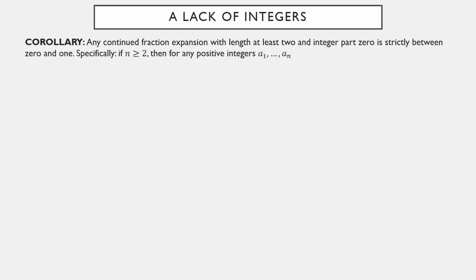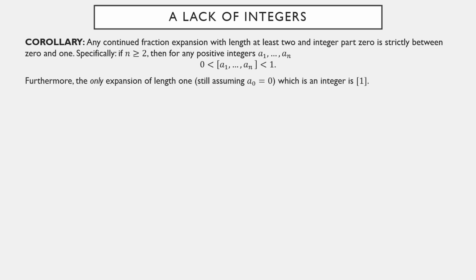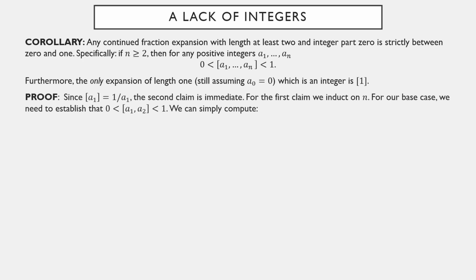Continuing, any continued fraction expansion with length at least 2 and integer part 0 is strictly in between 0 and 1. Specifically, if we have a length 2 or larger expansion with a 0 integer part, it's not equal to 0 and it's not equal to 1, and it must be in between. Furthermore, the only expansion of length 1, again under the assumption that a0 is 0, that could possibly be an integer, is setting a1 equal to 1. Now observe, if you just had an a1 in there, that would just be 1 over a1. So if you set a1 equal to 1, 1 over 1 is definitely an integer.